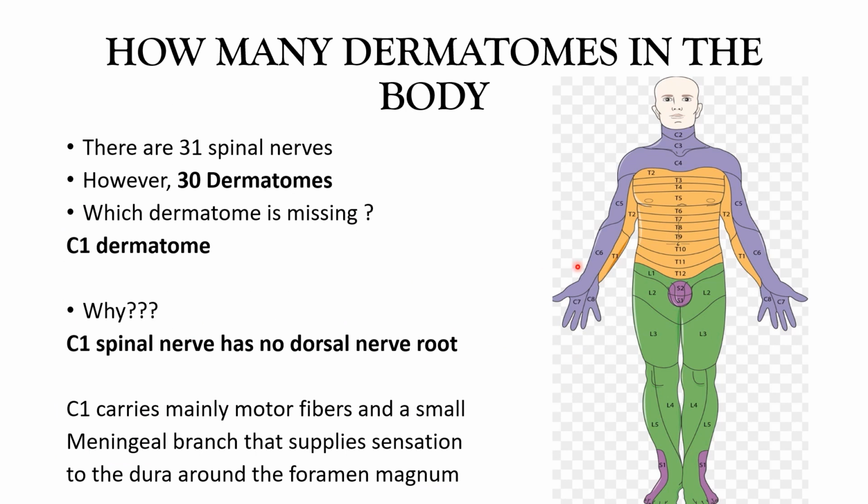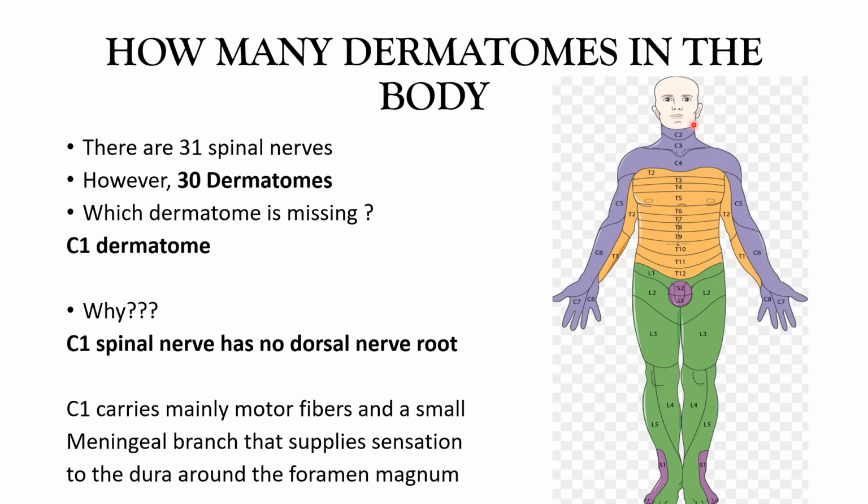Now, you can see the distribution of the dermatomes here. How many dermatomes are there in the body? There are 31 spinal nerves. However, we have 30 dermatomes. So which one is missing? From the picture, you can see that there's no C1. It starts from C2.